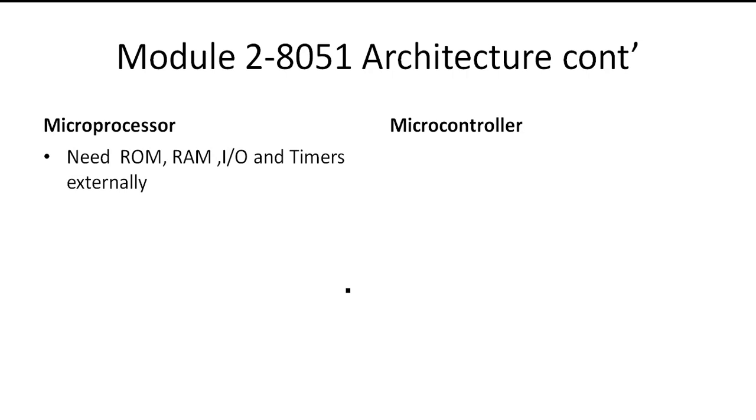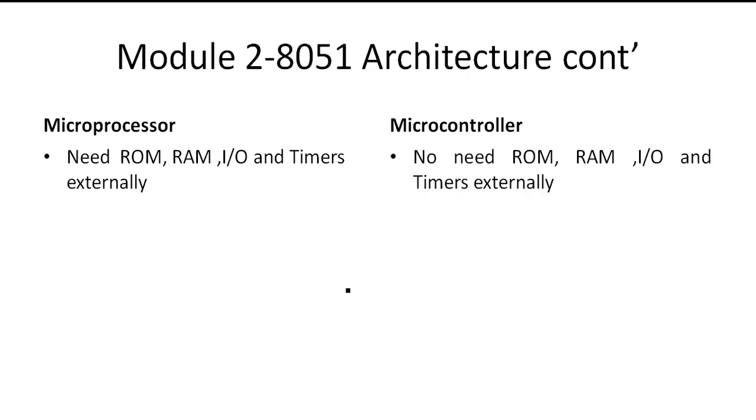Microprocessor needs, even though we already discussed all these points, here is a comparison you can prepare. Need ROM, RAM (read-only memory, random access memory), input and output ports, timers, etc. externally. That's important. They all are external to the processor. A microcontroller has no need of any ROM, RAM, IO, and timers externally. They are all internal. That is an important point here.